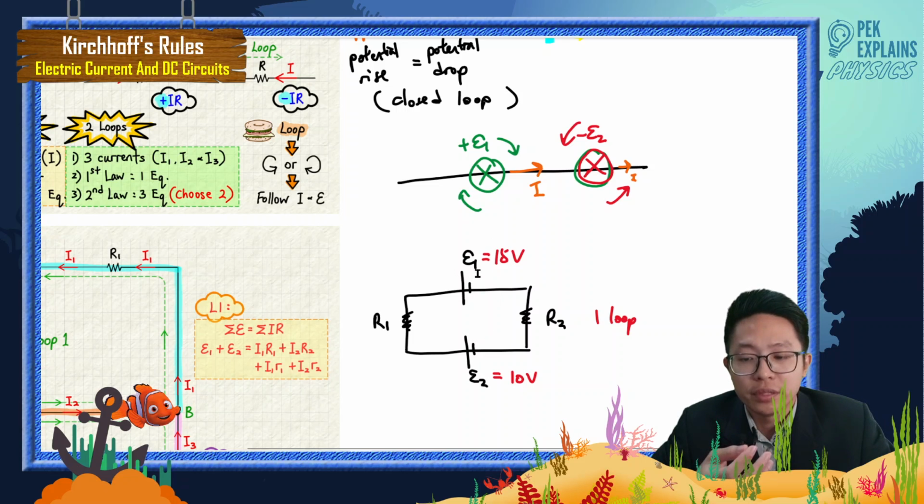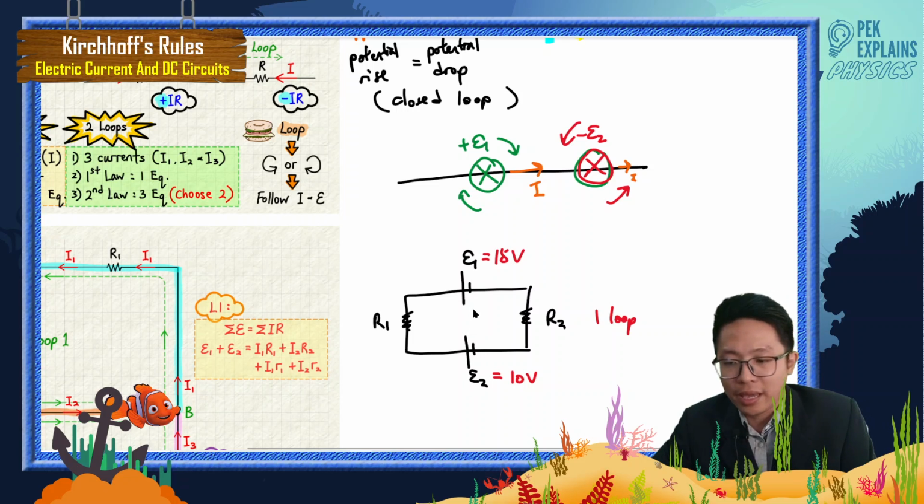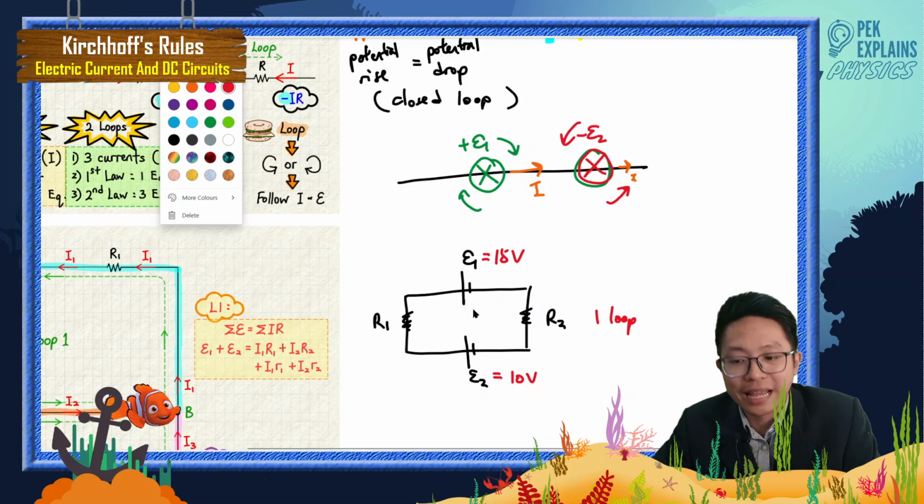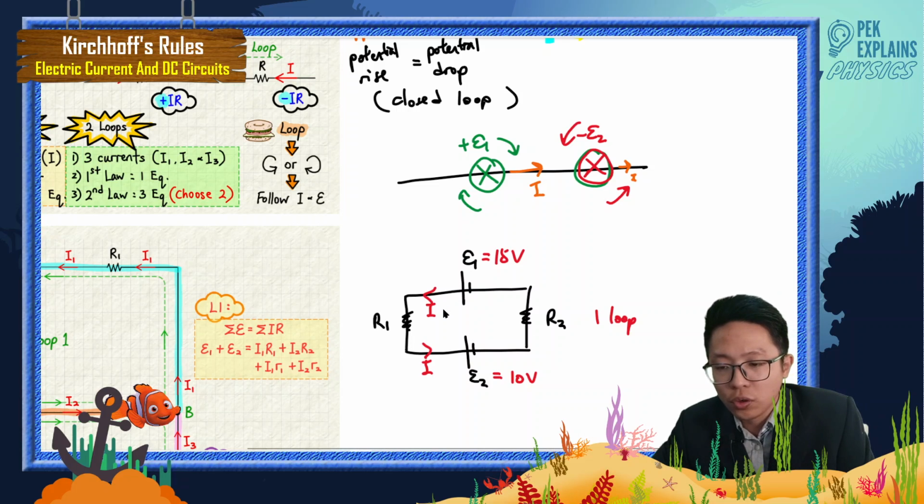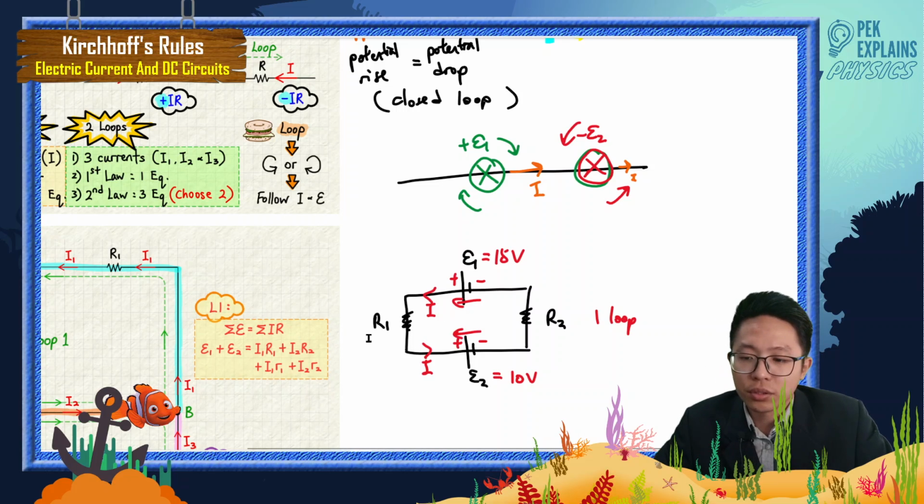Of course, this E1 is a bigger pump. E2 is a smaller pump, isn't it? So in the end, the current will be forced in the direction of the bigger battery. The current will follow the direction of the bigger pump. You understand? So only one current. One circuit only has one loop, only one current.